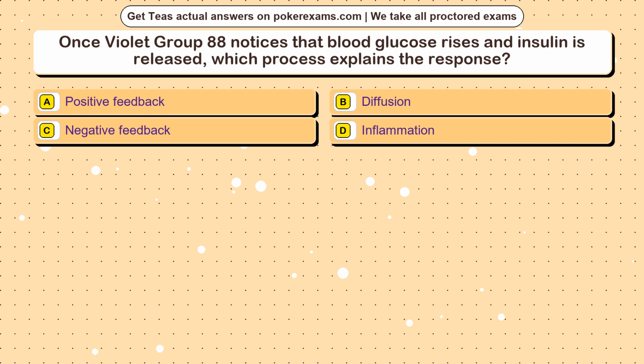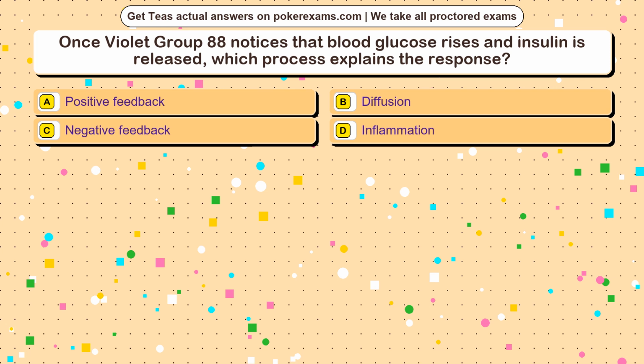Question 17. Once Violet Group 88 notices that blood glucose rises and insulin is released, which process explains the response? Option A, positive feedback. Option B, diffusion. Option C, negative feedback. Option D, inflammation.